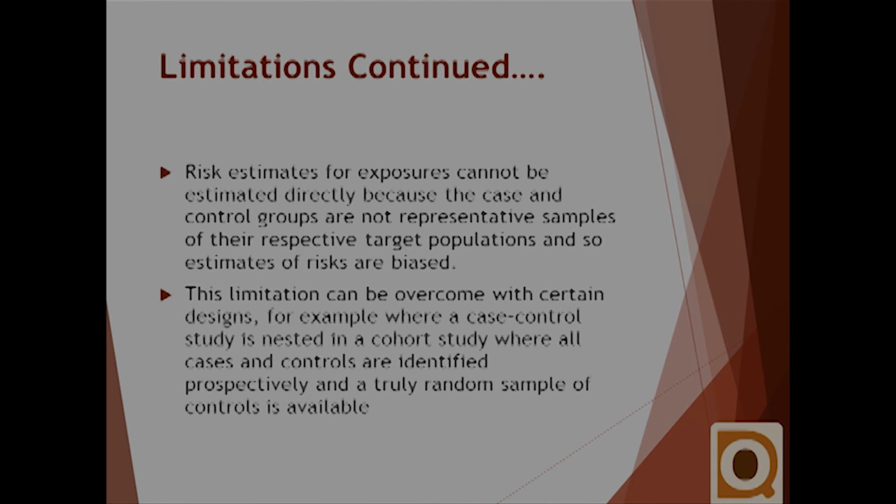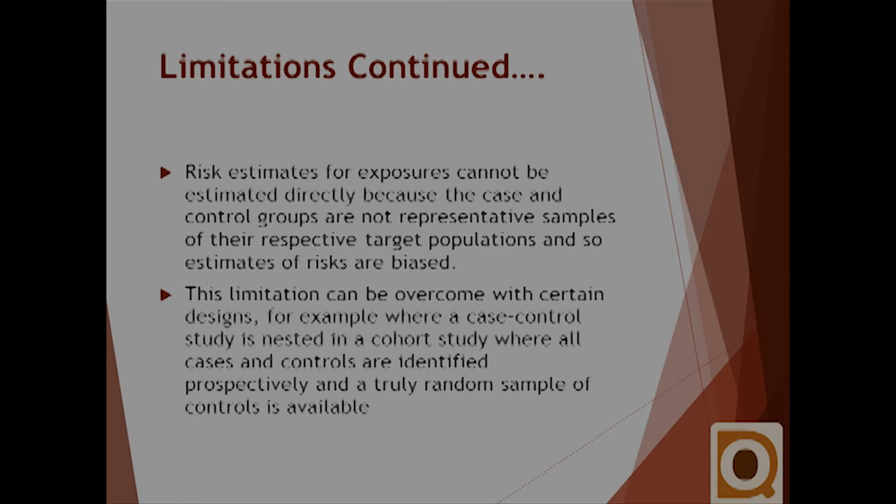So last but not least, the risk estimates for exposures cannot be estimated directly because the case and control groups are not representative samples of their respective target populations, and so estimates of the risks are biased. So this has implications for the statistical analysis and then the interpretation of the results. And risks are usually estimated using odds and ratio of odds, and these only approximate to risks and ratio of risk when the disease under investigation is rare.